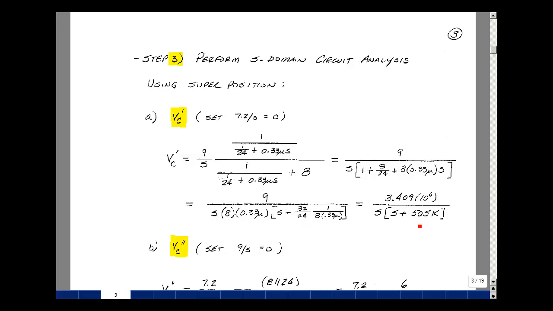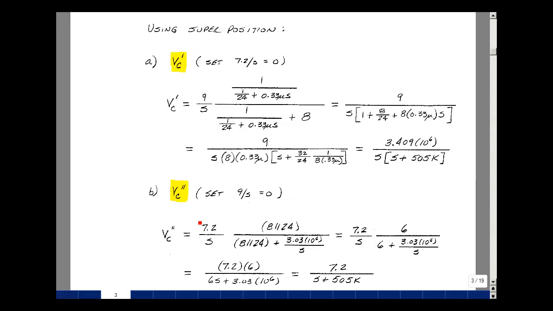Now I'll set the 9 volt step equal to 0 and do the same process. Now the voltage across the 24 ohm resistor has an 8 ohm in parallel with it, and again forms a voltage divider with our capacitor. So that resistance over that resistance plus 1 over SC, and that would be 1 over 0.33 micro, which is 3.03 times 10 to the 6th.